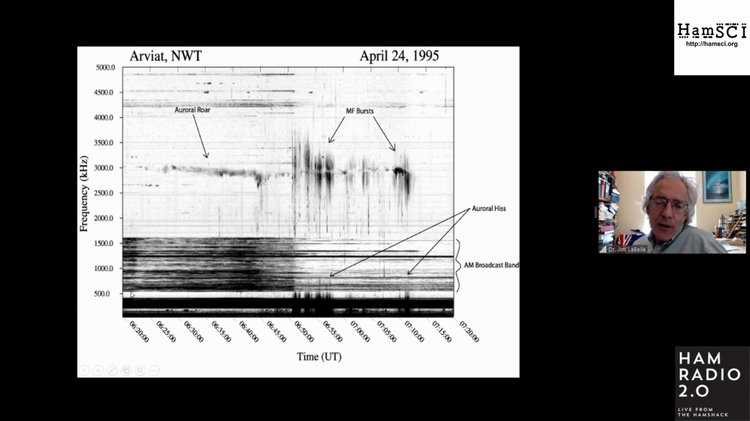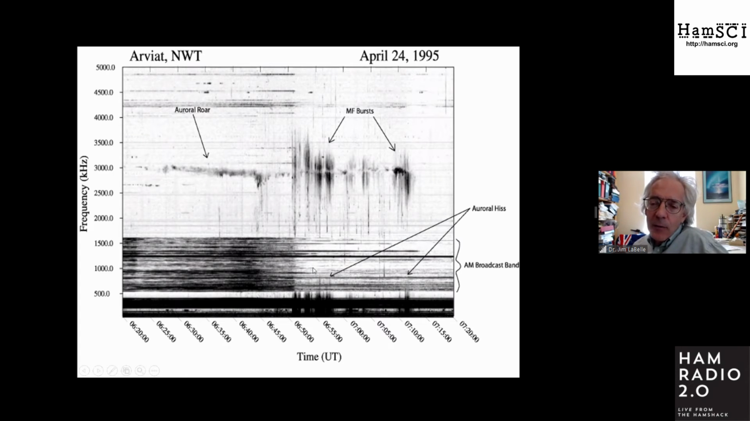And you'll notice there are a huge number of them between 550 and 1600 kilohertz. Well, that's our familiar AM broadcast band. And very interestingly, you notice that right at about 0650 UT on this particular day, those signals faded away very promptly, except for a handful of them.